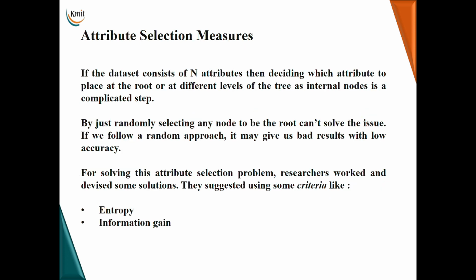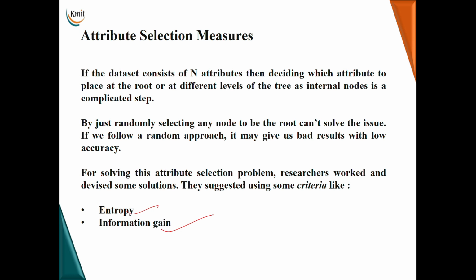Okay, now let's see how you select the attributes. What are the attribute selection measures? If the dataset consists of n attributes, how do I decide what the internal nodes are, and what the root node is? Everything is based upon two things: entropy and information gain. Based upon these two only, I decide what should be the root node, and what the leaf nodes or branches are, whatever a tree can have.